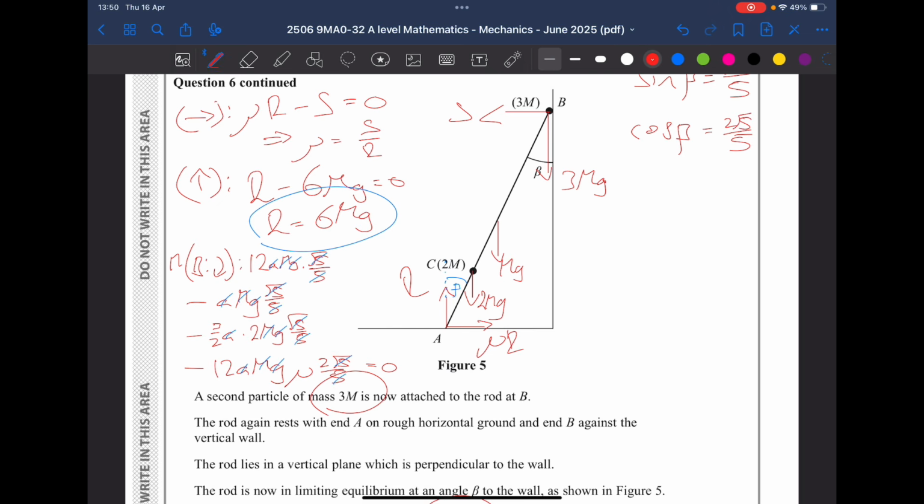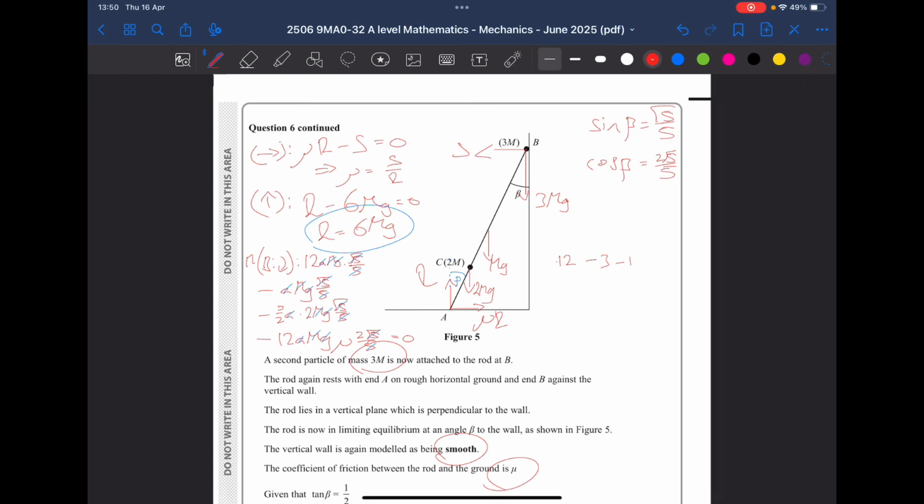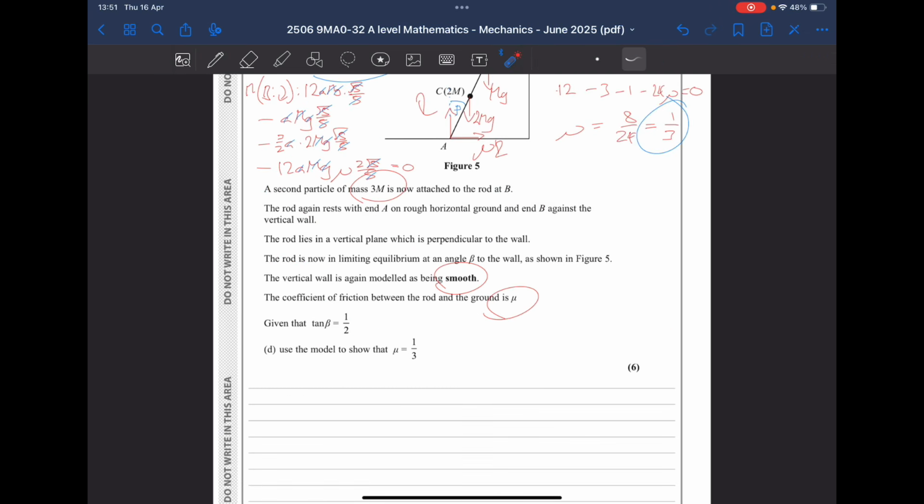So what we're left with: that first one, 12. The next one, minus 3. And then, oh sorry, minus 1 in there as well. And then we're going to have minus 24 mu. That will equal 0. Rearranging this then, mu is going to be 8 over 24. Simplify that down, what do we get? A 1 over 3. And we get a big fat tick, because that is what they want us to have. So that's a good sign.